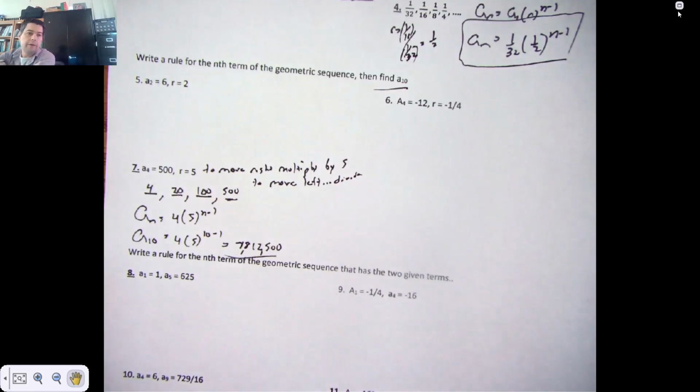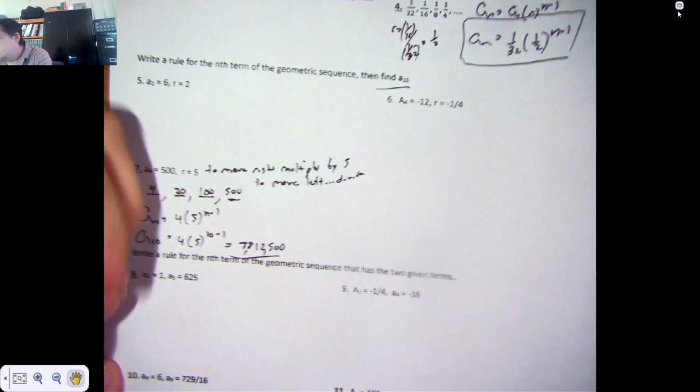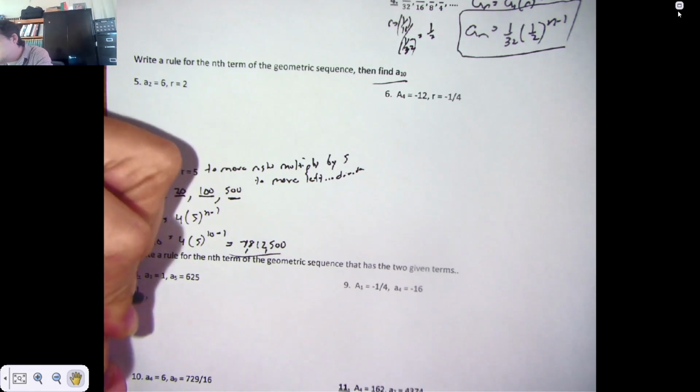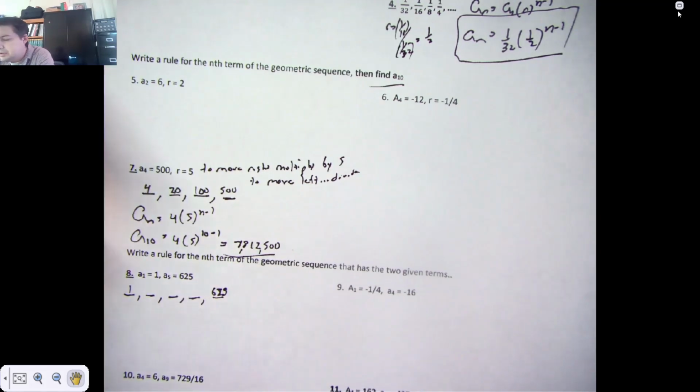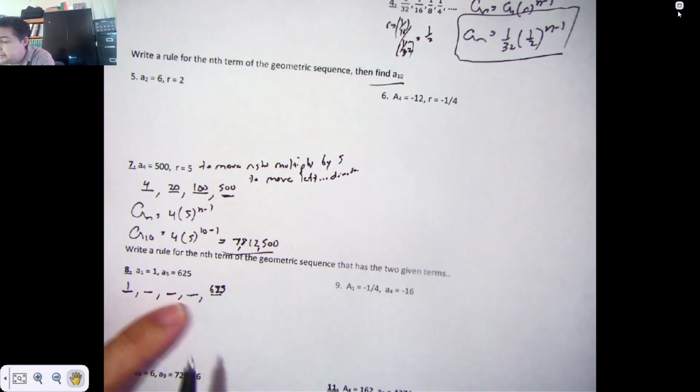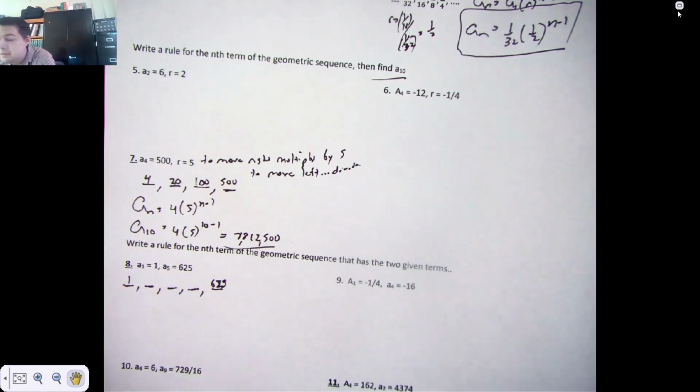Next, write a rule for the nth term of the sequence that has 2 given terms. When I saw these as a kid for the first time, it was actually at a math contest and I'd never seen it. So what I did is I did this. I have a strong enough mind to figure out what the ratio is. I'm pretty sure it's 5. 5, 25, 125, 625, okay?